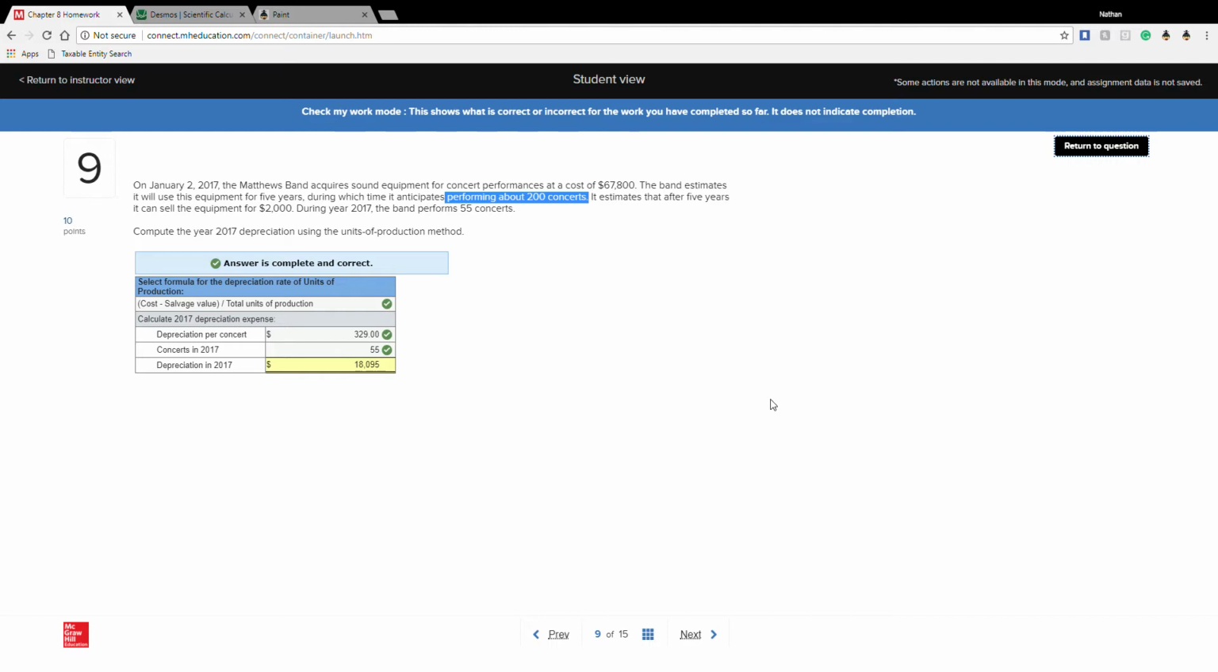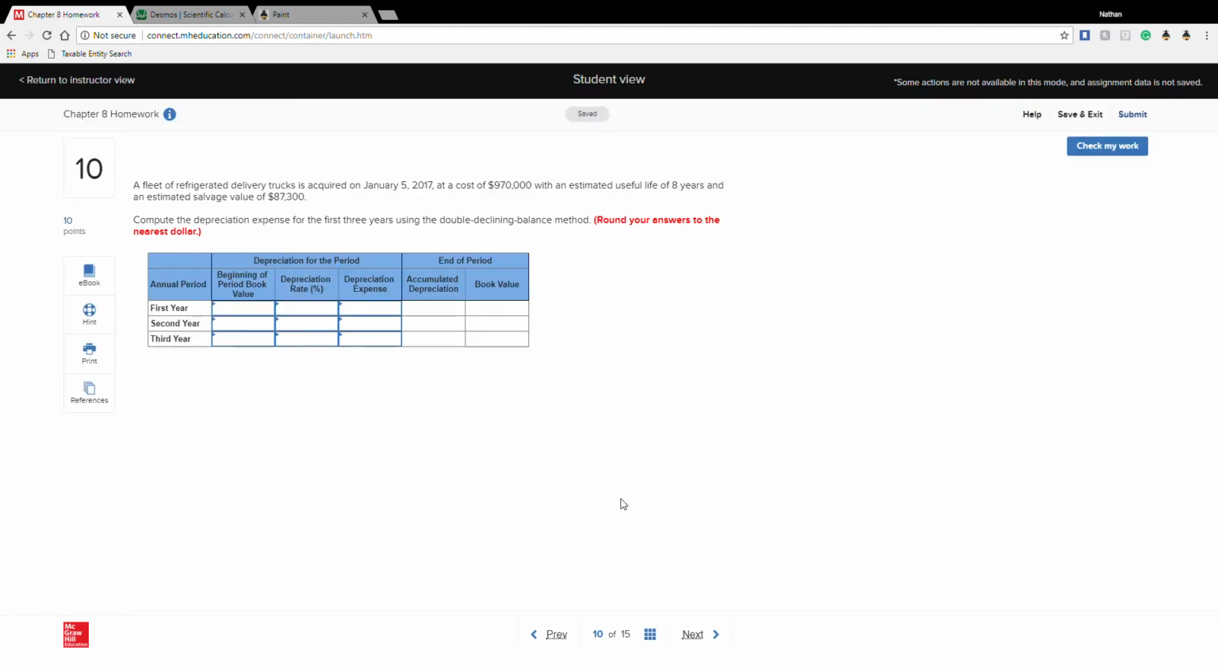Again, straight line and units. So there's still that third one. Yeah, you know it. It's coming. A double declining depreciation. Oh, here it is. A nice little chart that they decide to do for us.